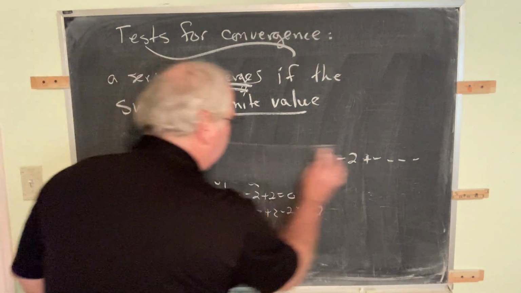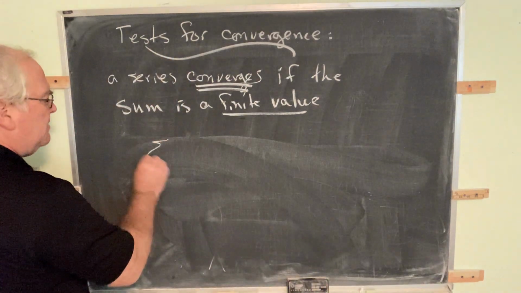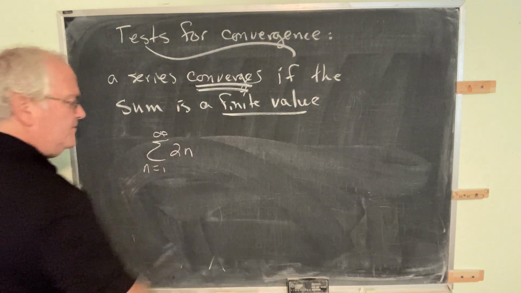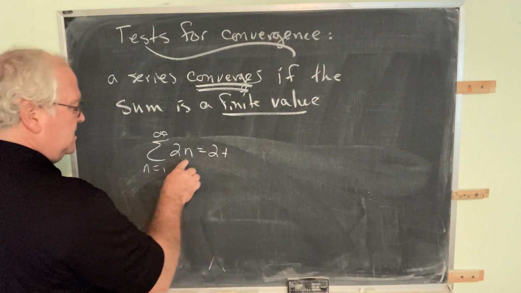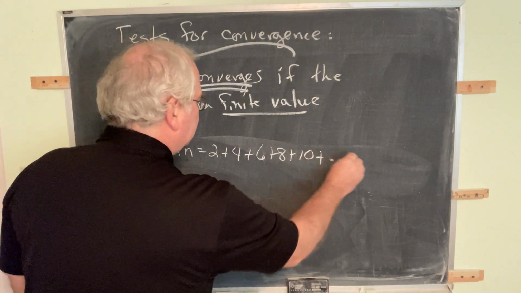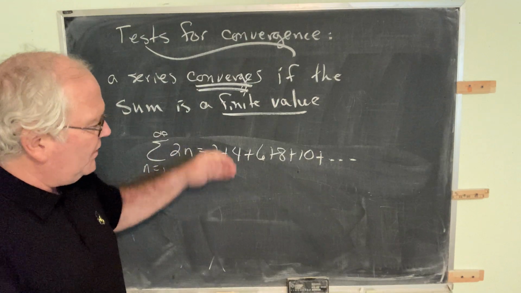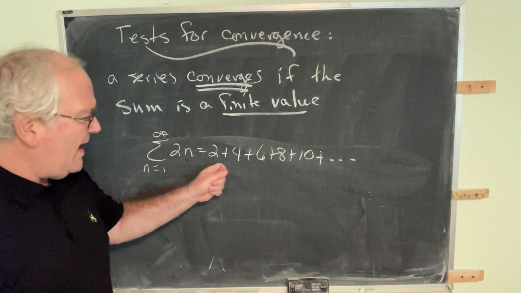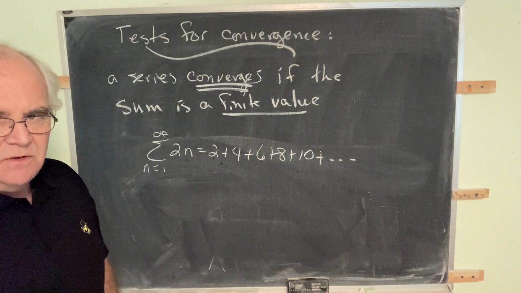Another way for a series to diverge, and this is probably a little more common, is something like this: the sum as n goes from 1 to infinity of something simple like 2n. What does that correspond to? When n is 1, this is 2 plus 4 plus 6 plus 8 plus 10 plus and so on. It should be very clear that the terms themselves go off to infinity, and when we add them all together, this is not going to equal any finite value.